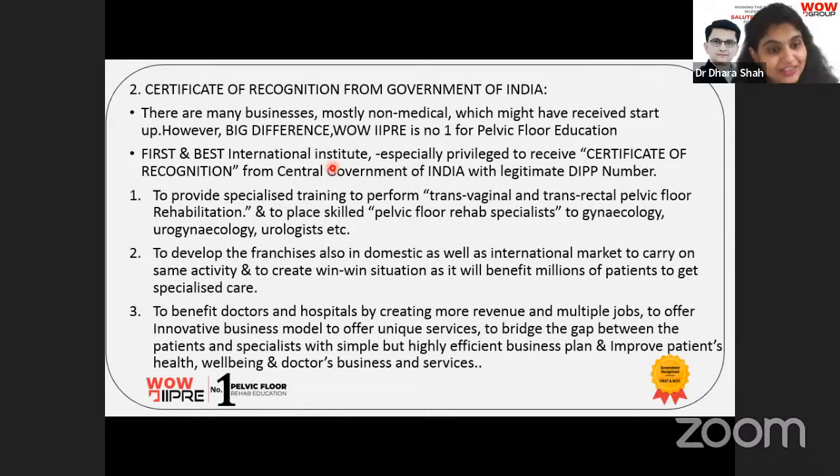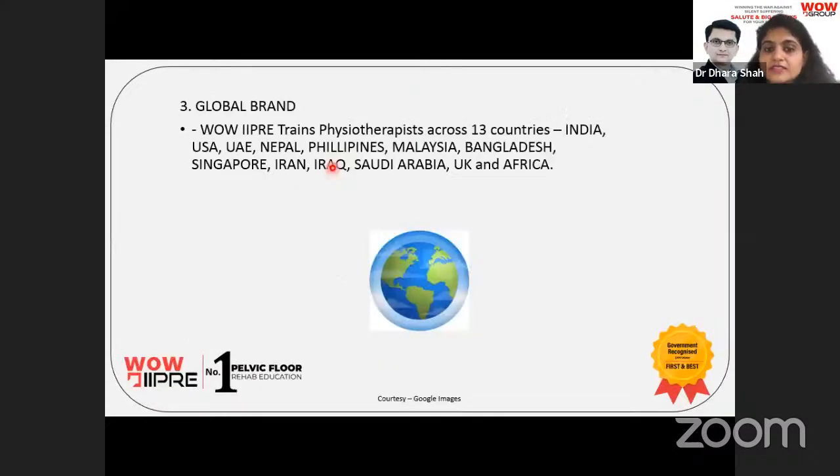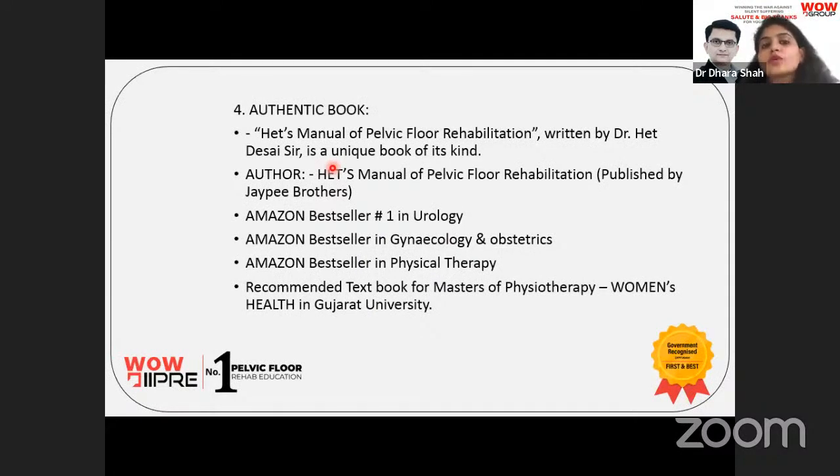To give them specialized care, to benefit doctors and hospitals by creating more revenue and multiple jobs, to offer an innovative business model and unique services, to bridge the gap between patients and specialists with a simple but highly efficient business plan, and to improve patients' health and well-being and doctors' business and services. We are a global brand now, training in 13 different countries. Sir's book, the Manual of Pelvic Floor Rehabilitation, is an Amazon bestseller.